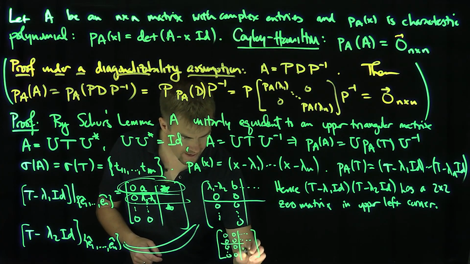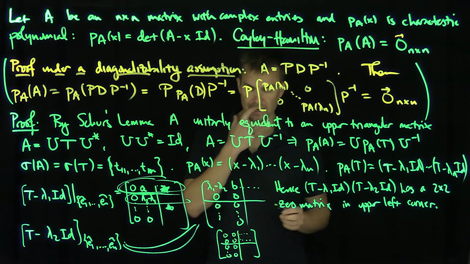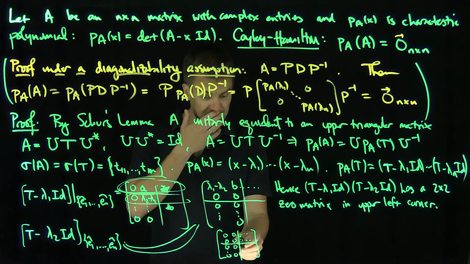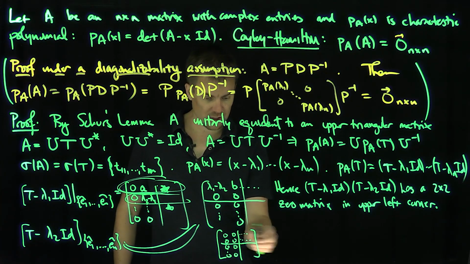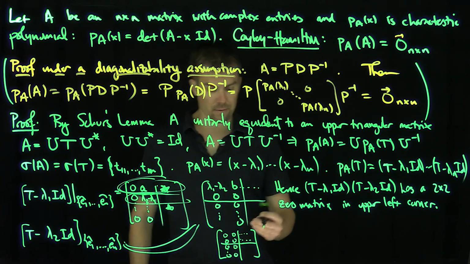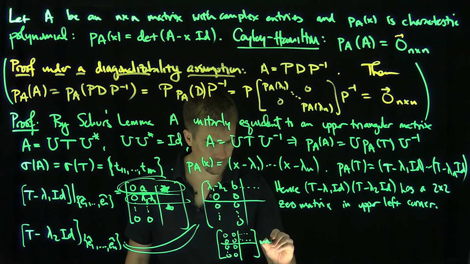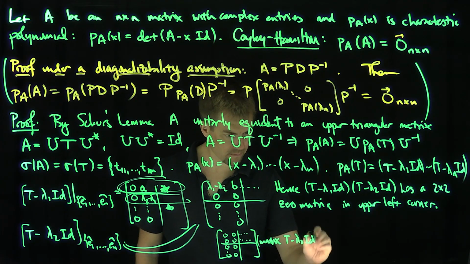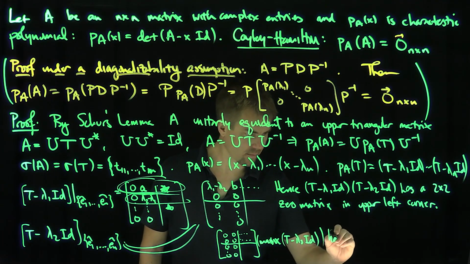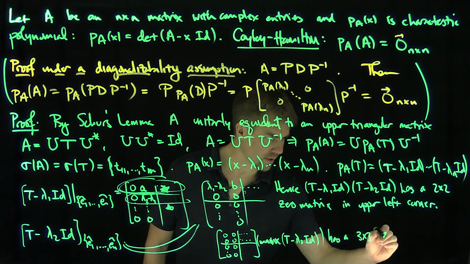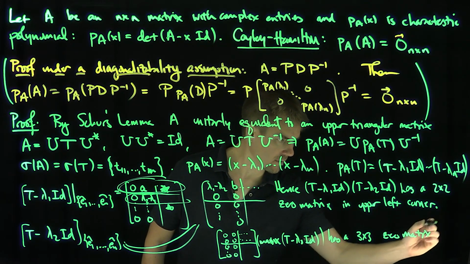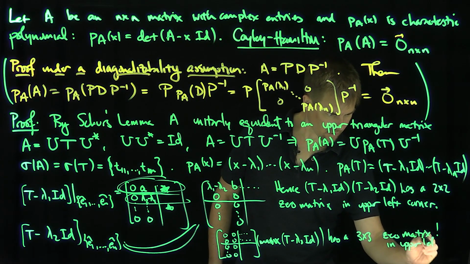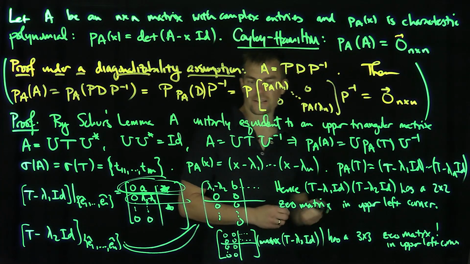And now what will happen when I do a lambda 3, right? When I put a lambda 3 minus identity, that's going to give me a 0 in the 3, 3 entry, right? When I do this product over here, I'm going to get a 0, a 0, a 0, a 0, and then I've got a 3 by 3. So the matrix of T minus lambda 3 identity has a 3 by 3 zero matrix in the upper left corner.